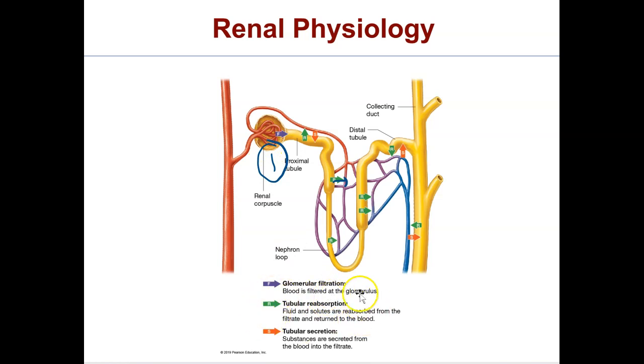So reabsorption is when you move materials from the filtrate back into the blood. So think of it as trying to hold on to the good stuff so you don't lose it as urine. Secretion, on the other hand, is moving materials from the blood back into the nephron. So you're trying to get rid of these materials. And so we're going to look at reabsorption and secretion next.